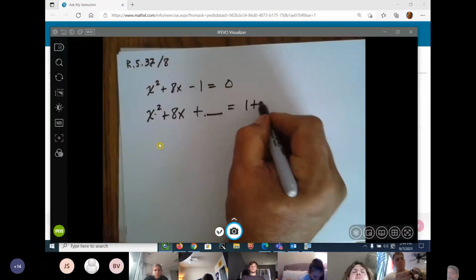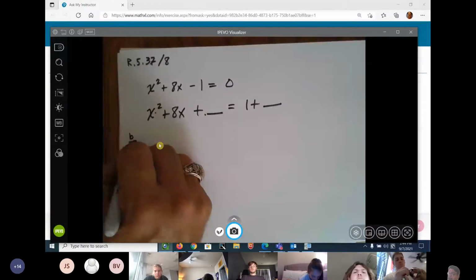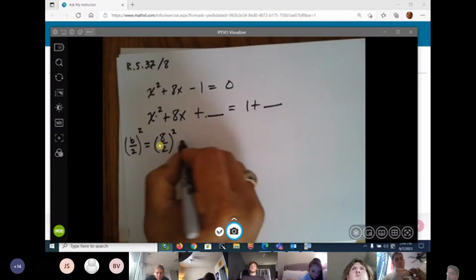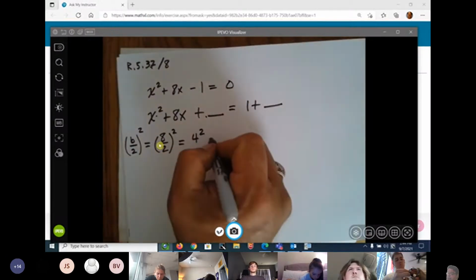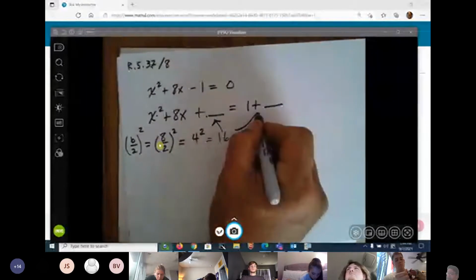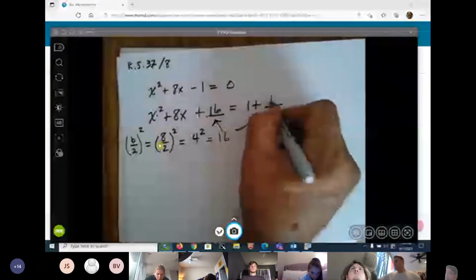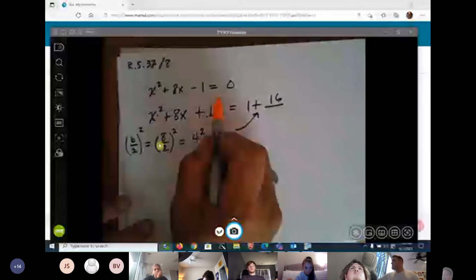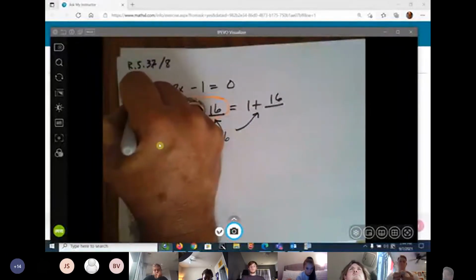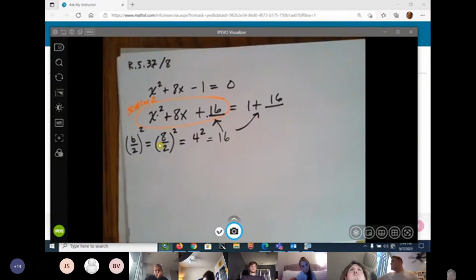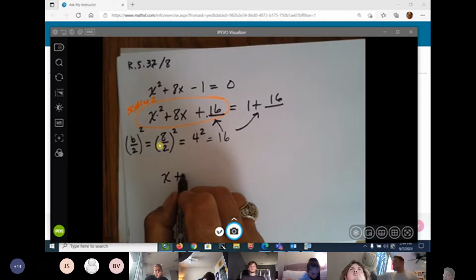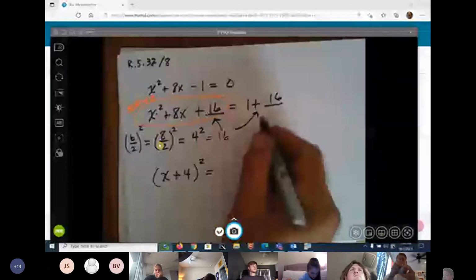Then I'm going to take half of B, divided by 2, and square it. So that's going to be 8 divided by 2 squared, and that's 4 squared, 16. And that will give us shortcut number 1 or number 2 on the left-hand side. That's why we do it. Shortcut number 1 or 2. And that gives us x plus 4 quantity squared is equal to 17.